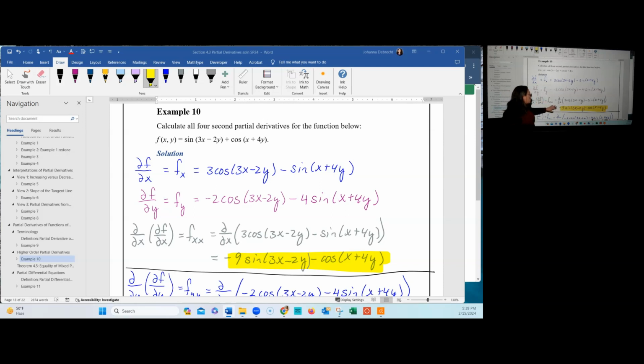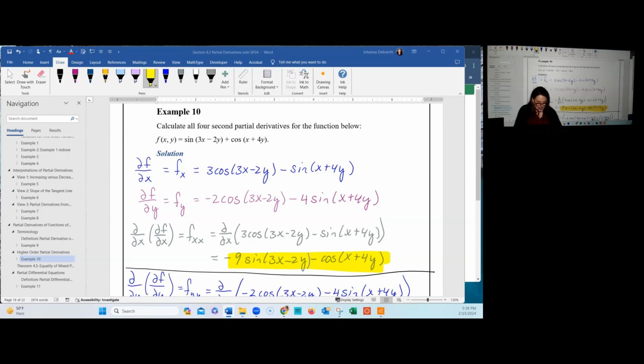When we want to compute the second partial derivative of the function with respect to x both times, we're taking the partial with respect to x of the partial with respect to x, which would be this expression in blue. When we take the partial again with respect to x, we get -9 sine of the argument 3x minus 2y minus cosine of the argument x plus 4y.